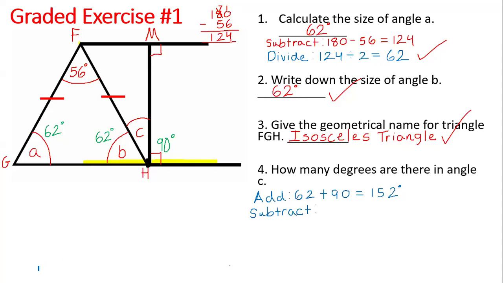So it's gonna be 180 minus 152, and that equals 28 degrees. Anyone else got 28 degrees? Yes, sir. So that means that C is equal to 28 degrees. So question of the hour.